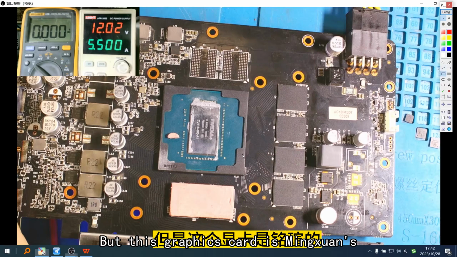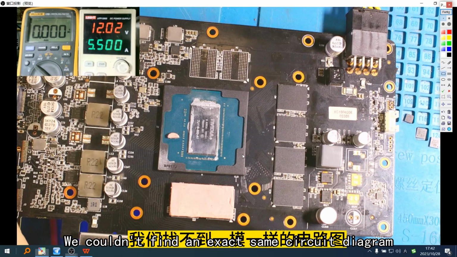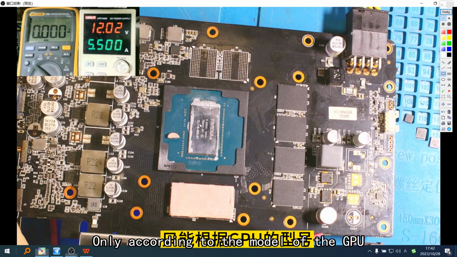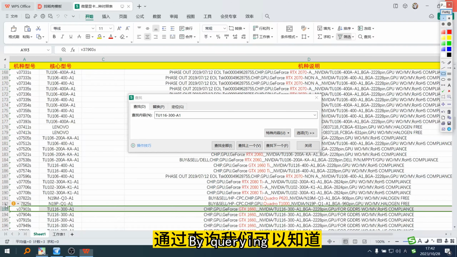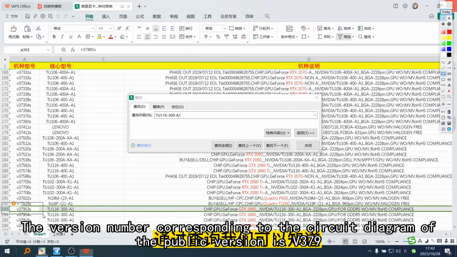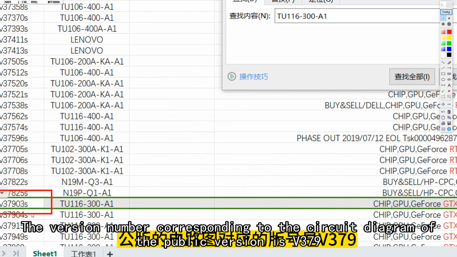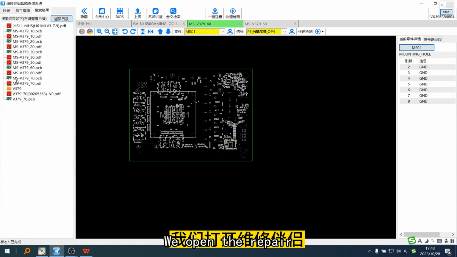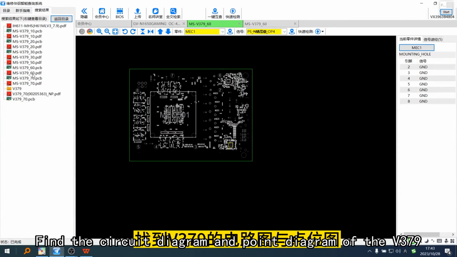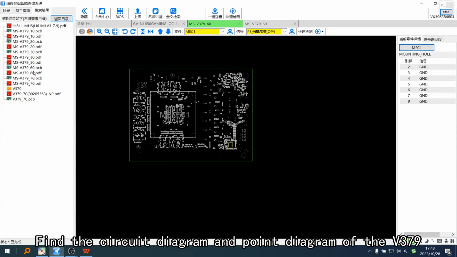But this graphics card is Mingxuan's, and we couldn't find the exact same circuit diagram. So, according to the model of the GPU, we go to find its reference schematic. By querying, we know that the version number corresponding to the circuit diagram of the public version is 379. We open the repair software and find the circuit diagram and point diagram of the 379.